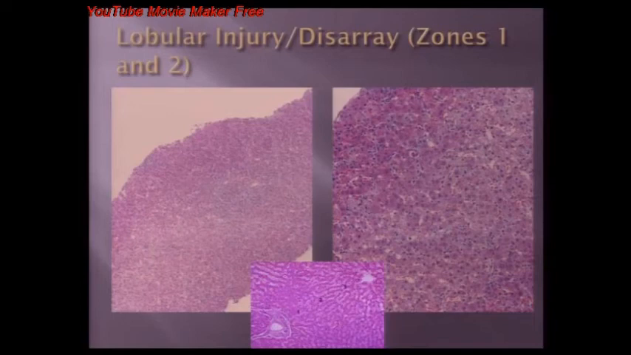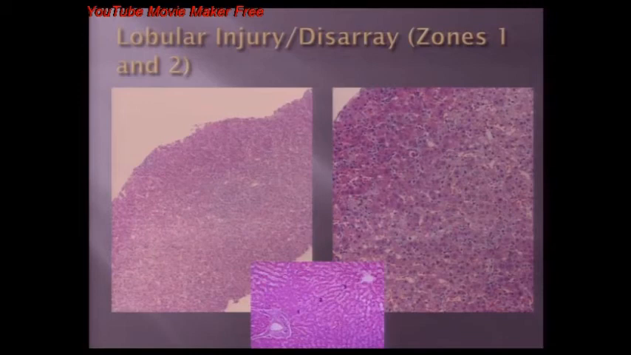Are those zones 2 and 3 or zones 1 and 2? That's a good question. I think for the purposes of this talk, we should consider them zones 2 and 3. I don't see a portal tract in there to say if there's any zone 1.